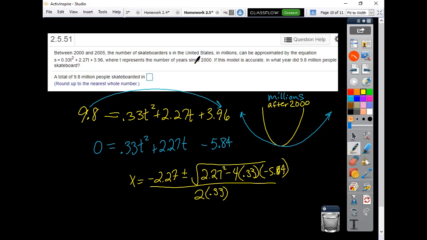So negative 2.27. I'm going to just go ahead with the plus, the square root, the 2.27 squared, then the minus 4 in parentheses, 0.33, and then in another set of parentheses right next to it, a negative 5.84. Enter, and I get a whopping 1.31 divided by 2 times 0.33, that's 0.66, so divided by 0.66, and I get 1.9944.